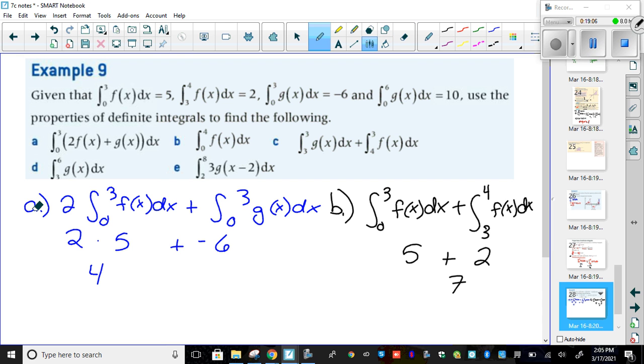Moving to C. So C goes from 3 to 3. Right there, you know that's 0. So that's 0 plus, then it has it going from 4 to 3. Can't go from 4 to 3. It has to go from 3 to 4. Therefore, what do I have to do so I can flip that? The opposite of the integral from 3 to 4 of f of x dx. And then I look, yep, I have that one right here.